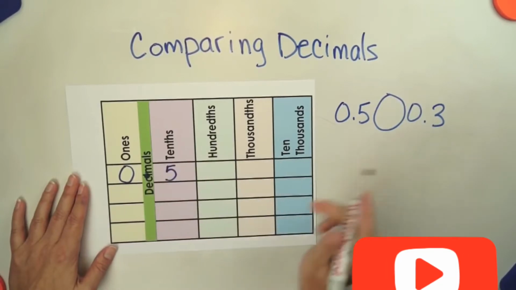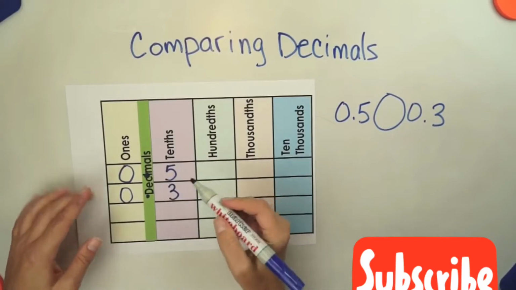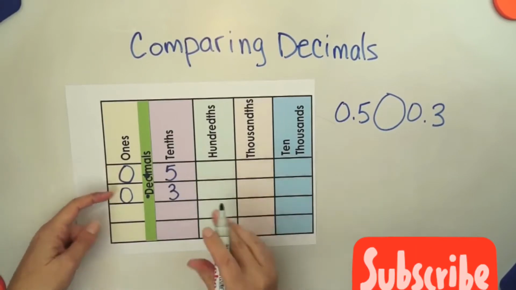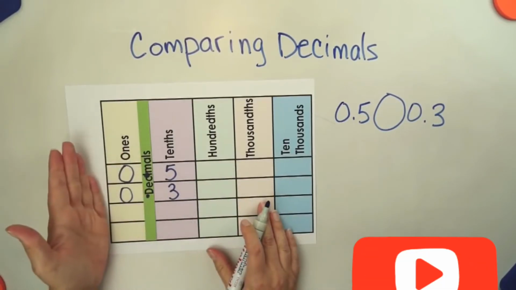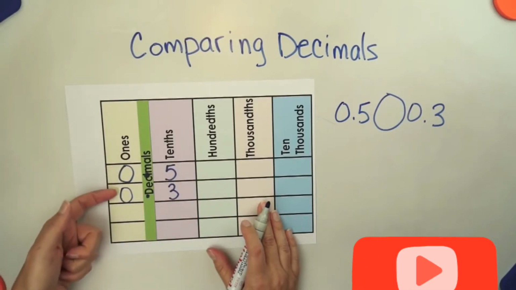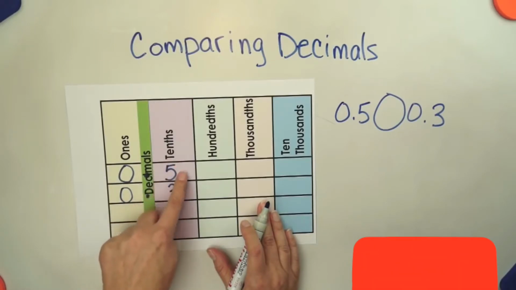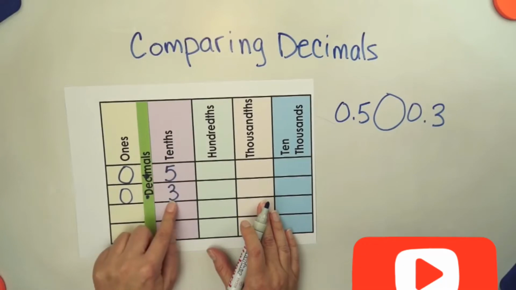We're going to compare that to 0 and 3/10. So there are no ones. I'm going to start from the left. I compare the ones first. The ones are 0, so that doesn't help me. So I go to my tenths. So I have 5/10 or 3/10. In this case, 5/10 is more than 3/10.